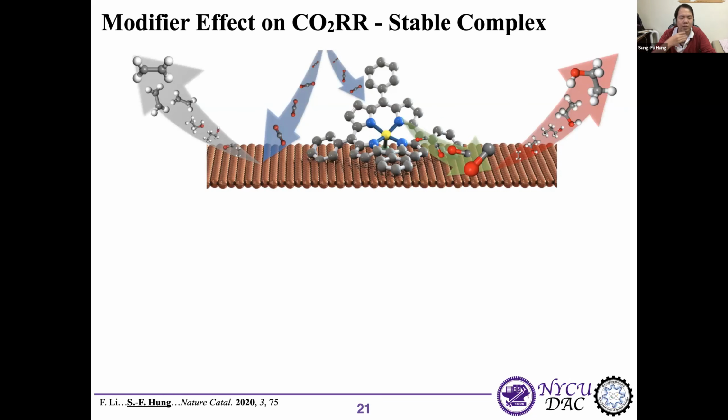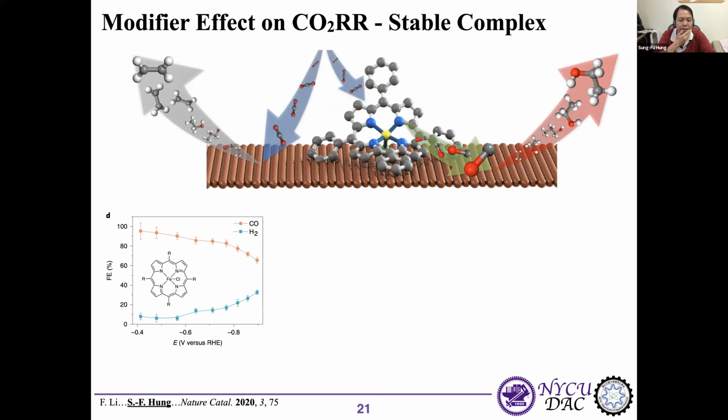So we adopted the intermediate enrichment strategy experimentally by introducing a molecular catalyst on the surface of the copper, and we found that the faradaic efficiency of carbon monoxide was above 60% over a wide potential range. So in this case, it can provide sufficient carbon monoxide for the C-C coupling step.